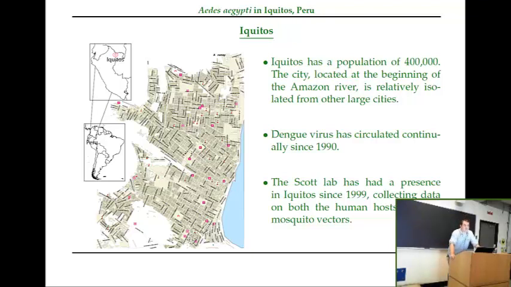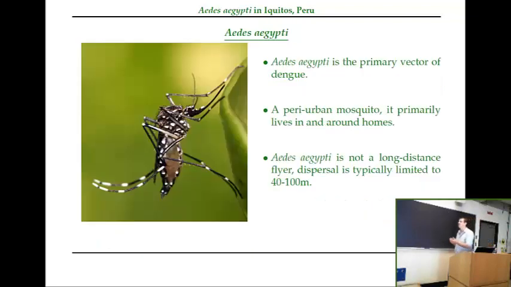Dengue virus has been there continually since 1990, and the Scott Lab has had a presence there since 1999, collecting data on both human hosts and mosquito vectors. The primary mosquito vector of dengue is Aedes aegypti. It's a peri-urban mosquito, primarily living in and around homes. There's no problem living in a city. And it's not a very long distance flyer. Its dispersal is typically limited to 40 to 100 meters. Some recent studies are actually showing that most of the mosquitoes don't disperse past 10 meters. So it doesn't move around very much.